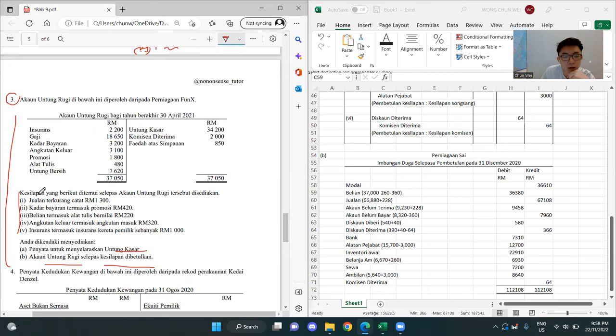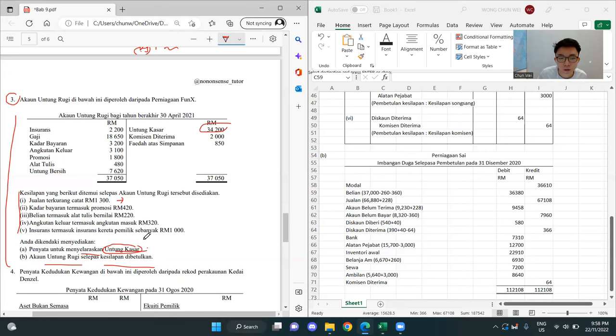Okay, so now, jualan, you go to perdagangan. Correct or not? So now you have to think of format. One is for perdagangan, another one is for akaun untung rugi. Because you have to do untung kasar. You don't have to do untung kasar, they already gave you untung kasar here. But the thing is, you need to do a penyata untuk menyelaras. Menyelaras is like, there are some changes, some pembetulan, pelarasan. So we have to make some changes for our untung kasar.